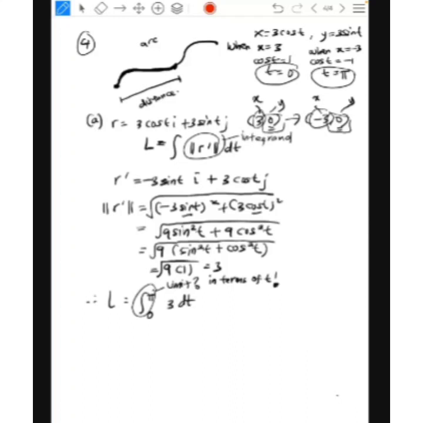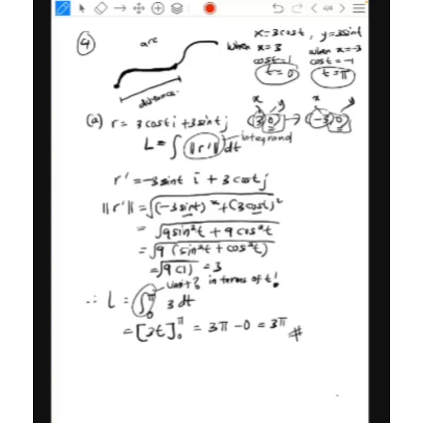Okay, so we solve the integration. We integrate 3 and we get 3t, not 0. Then substitute t from 0 until pi. So you get 3 times pi minus 0, which is 3 pi. So the length is 3 pi. That's how you solve for the arc length.